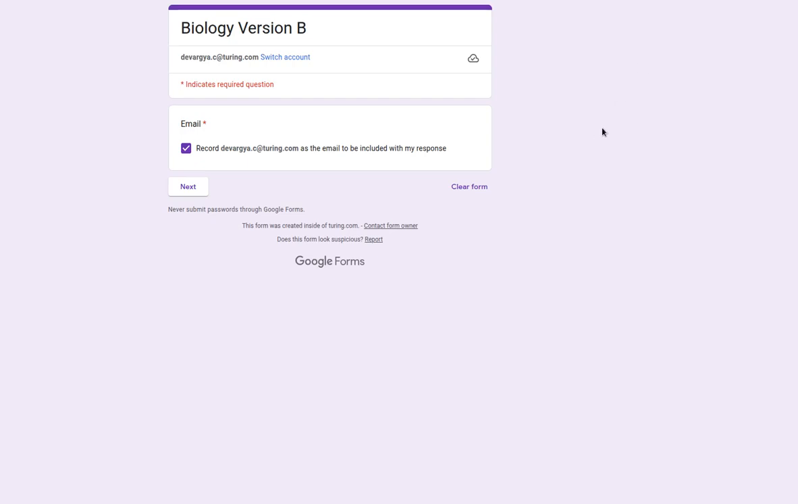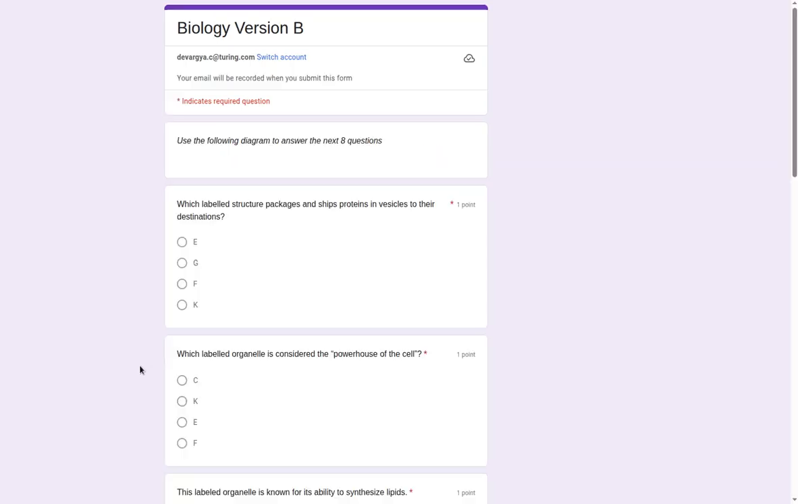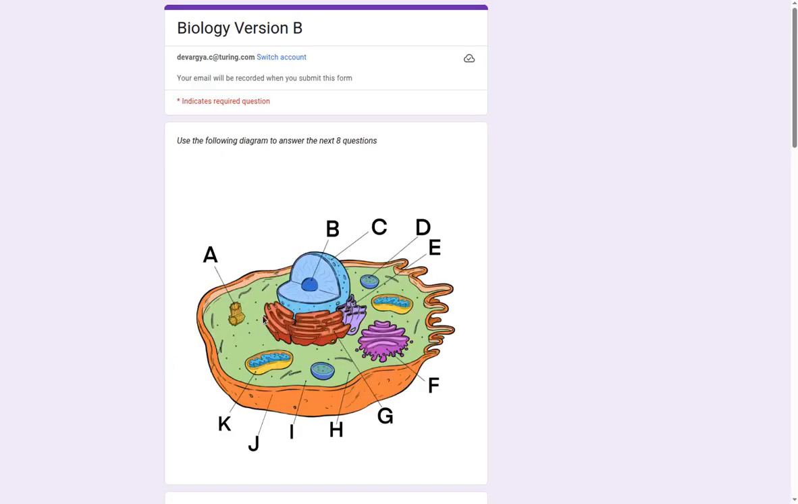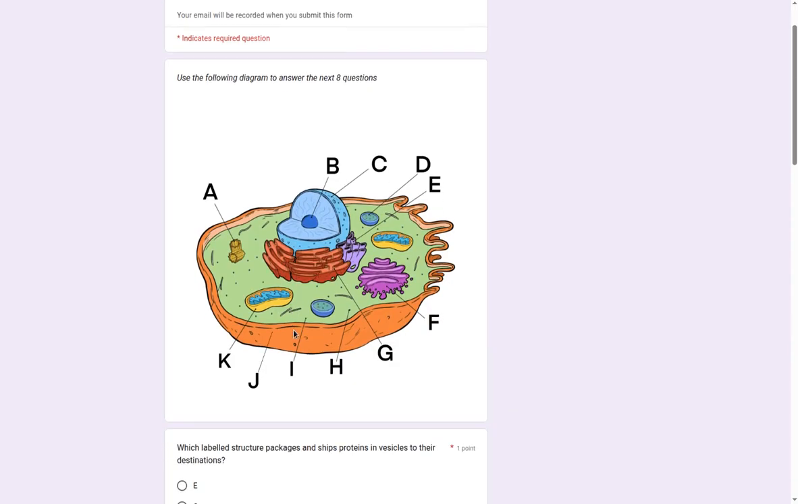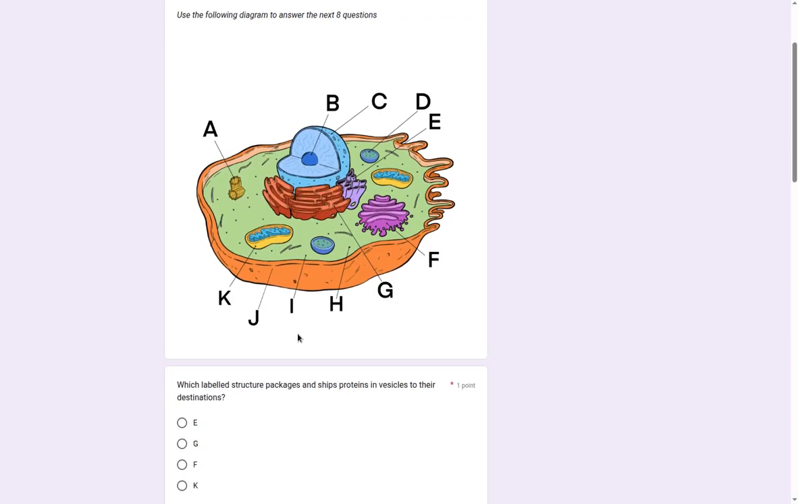Okay, let's start recording. First, we will do the quiz. Let's see. Okay, we have got a bunch of images here. So, I think this is a picture of a cell, if I am not wrong.